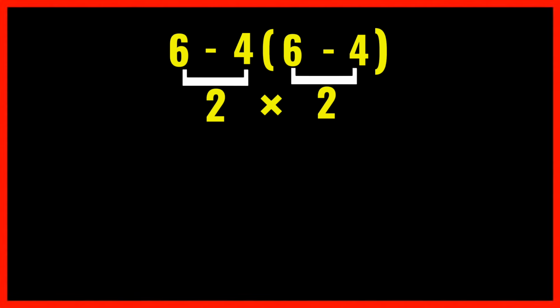A lot of people quickly look at this and do 6 minus 4 equals 2, and then say 2 times 6 minus 4 equals 2, and then 2 times 2 equals 4. But this answer is not correct.